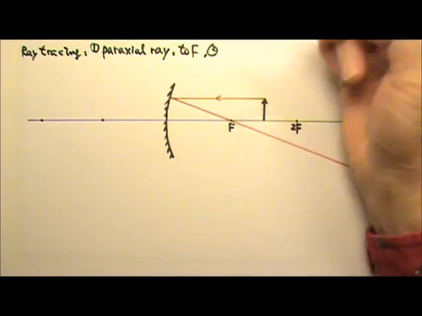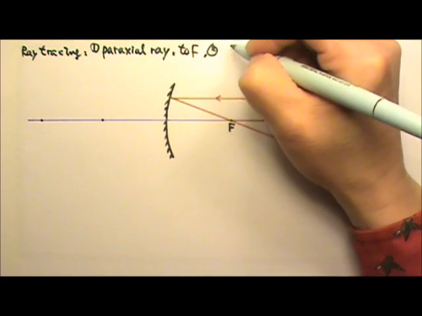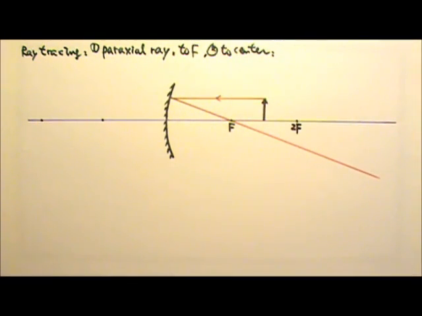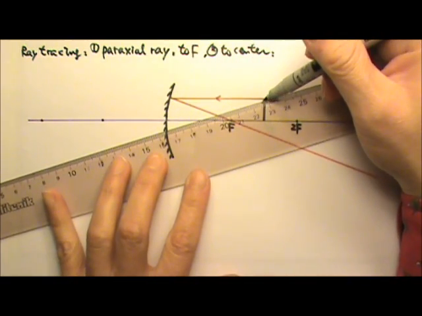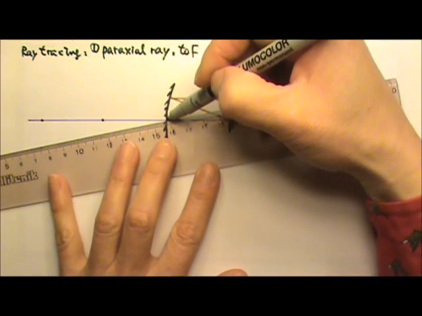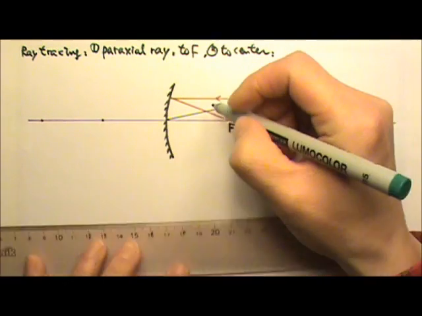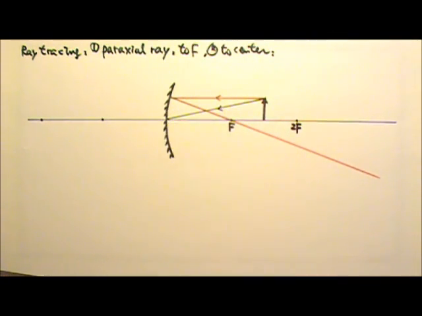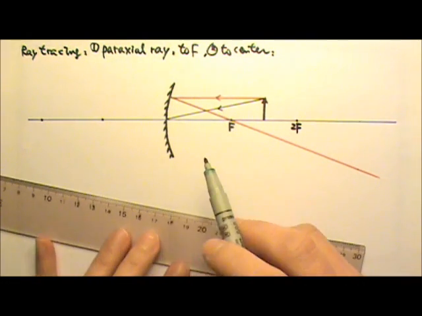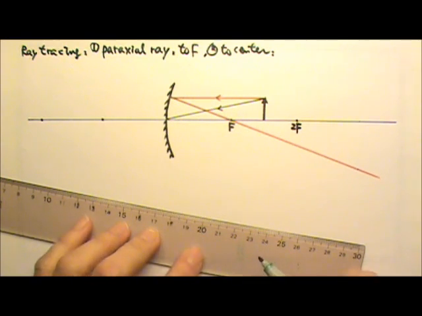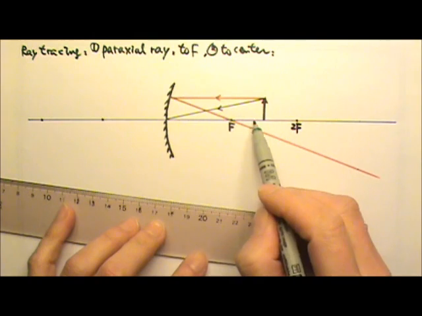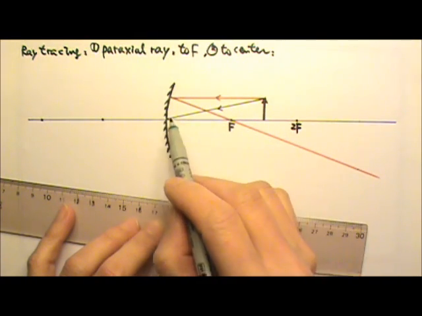The second ray we're going to draw is one that goes to the center of the mirror. So this one goes to the center of the mirror. And how do you think this ray is going to get reflected? The reflection has to follow the law of reflection, which means the angle of incidence has to equal the angle of reflection. And this is the normal line to the mirror.